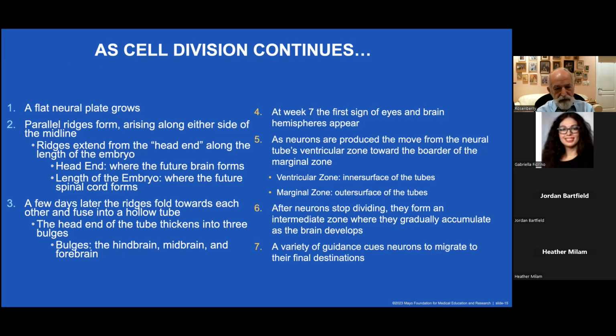And the head end of the tube thickens into 3 bulges: the hindbrain, the midbrain, and the forebrain. At week 7, the first signs of eyes and brain hemispheres appear.